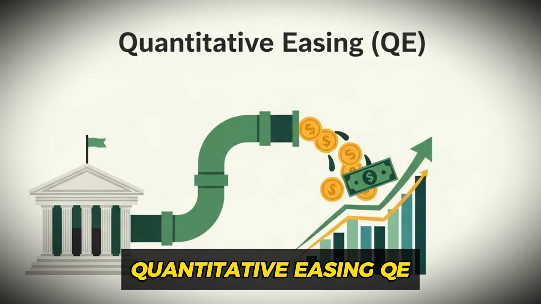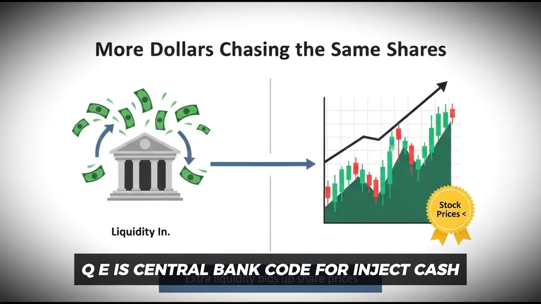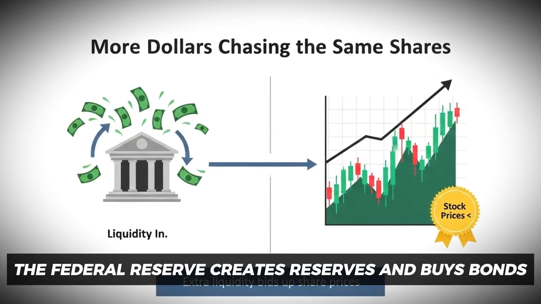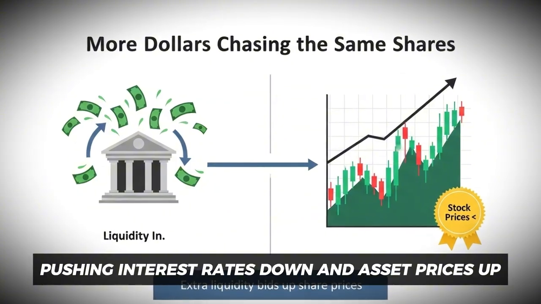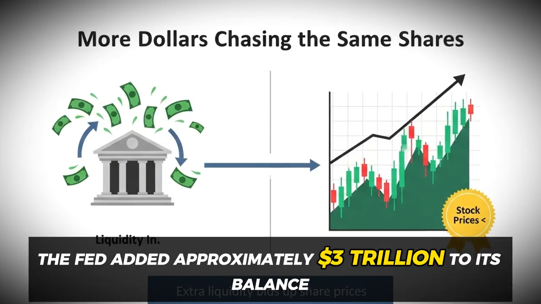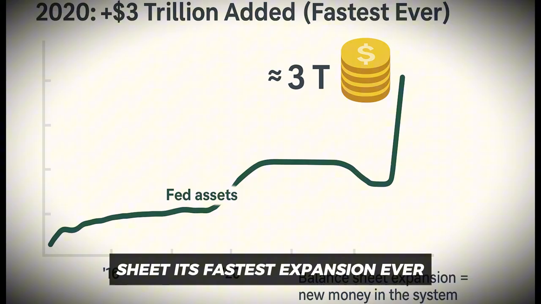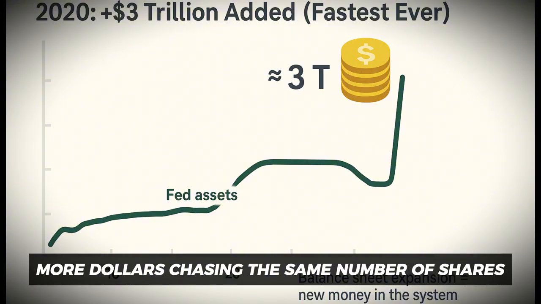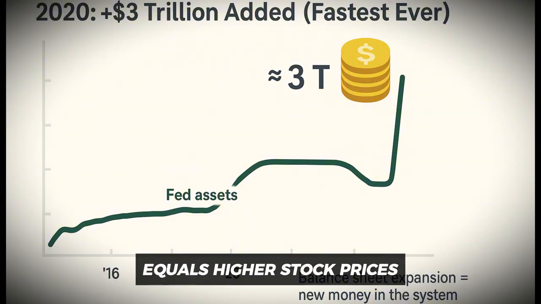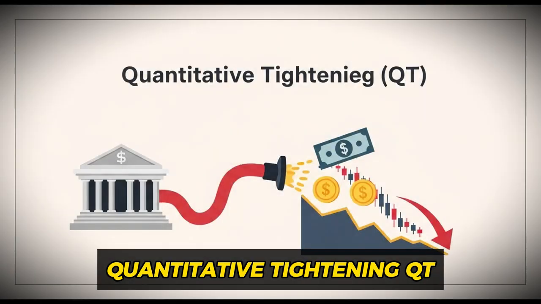Quantitative easing, QE. QE is central bank code for inject cash. The Federal Reserve creates reserves and buys bonds, pushing interest rates down and asset prices up. In 2020 alone, the Fed added approximately $3 trillion to its balance sheet, its fastest expansion ever. More dollars chasing the same number of shares equals higher stock prices.